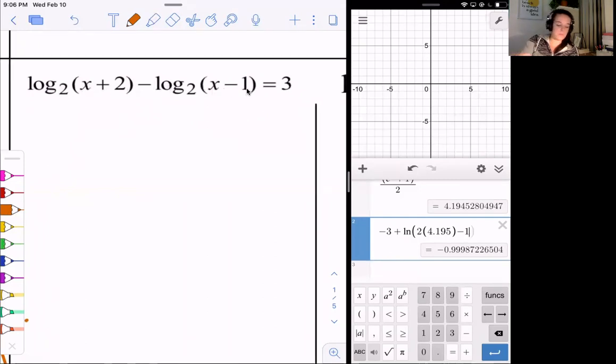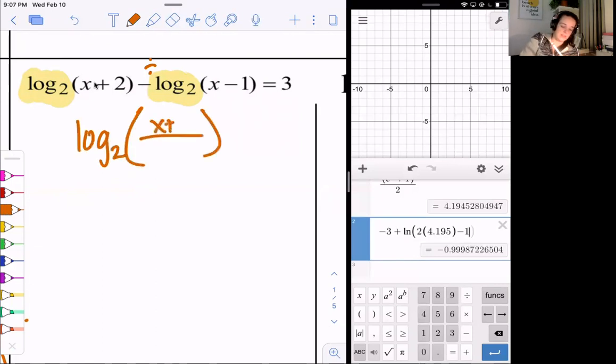So I know that anytime I have logs with the same base, I can combine them. And if it's subtraction, then these things are going to be divided. So I'm going to have log base 2 of (x plus 2) over (x minus 1). Because I'm taking this thing and dividing it by that thing over there. And this whole thing is equal to 3.